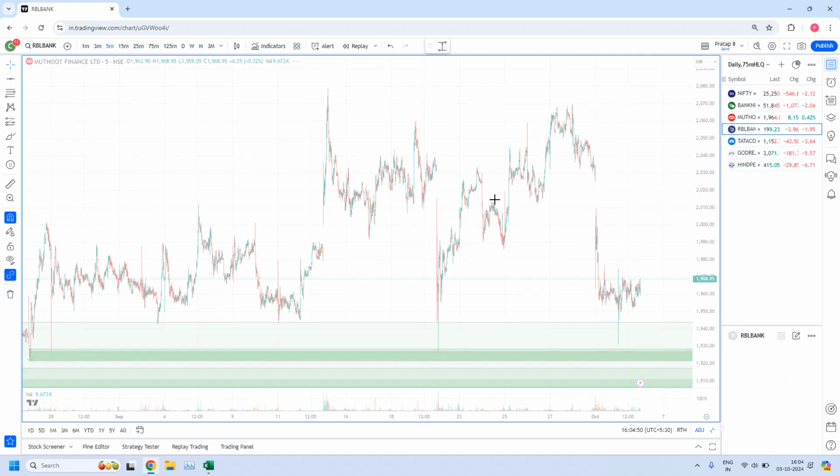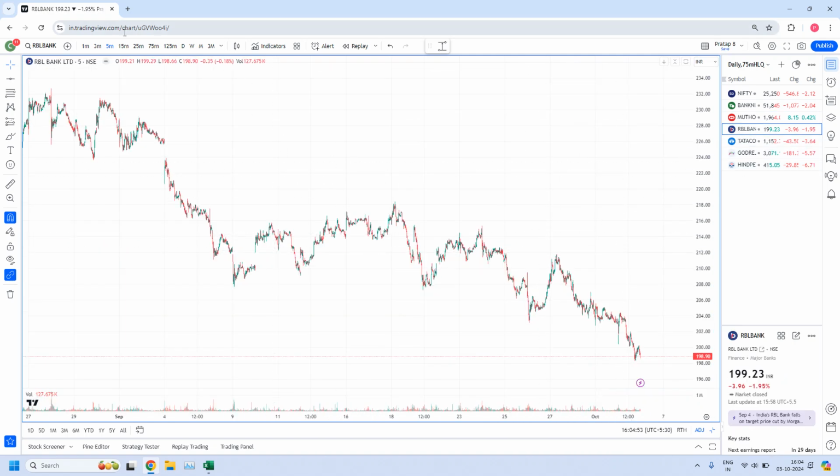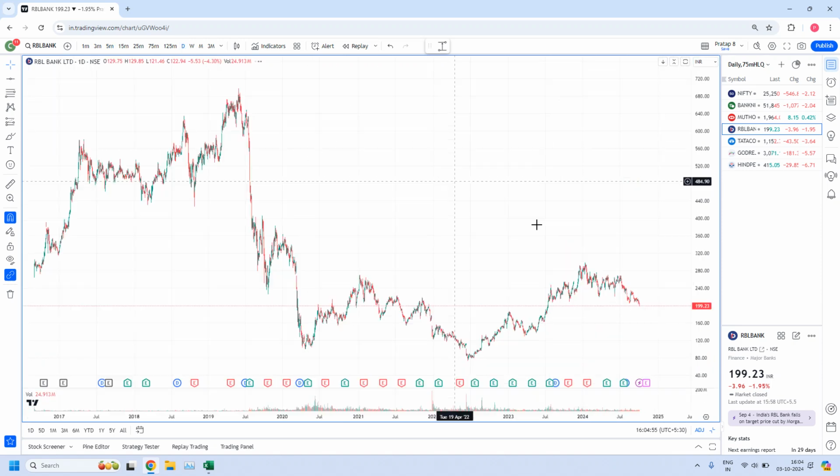Okay, next one is RBL Bank. RBL Bank is also a daily high liquidity demand zone.